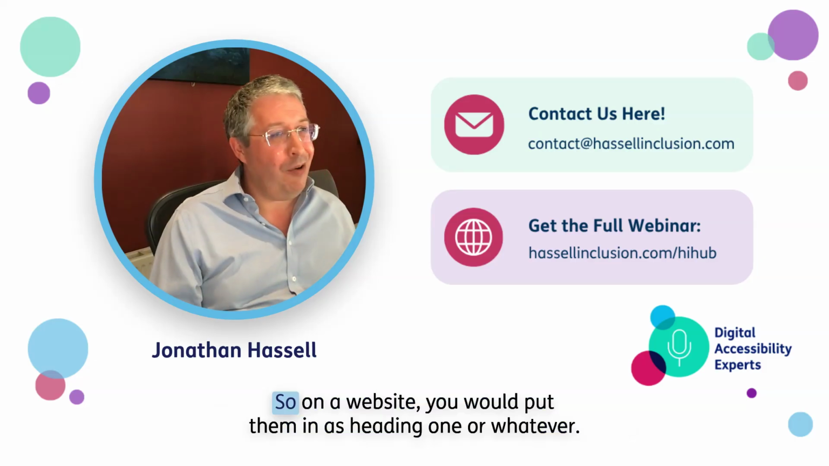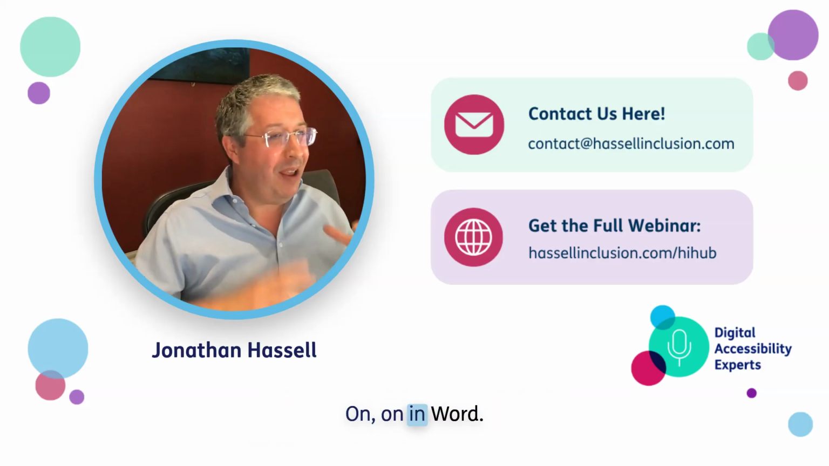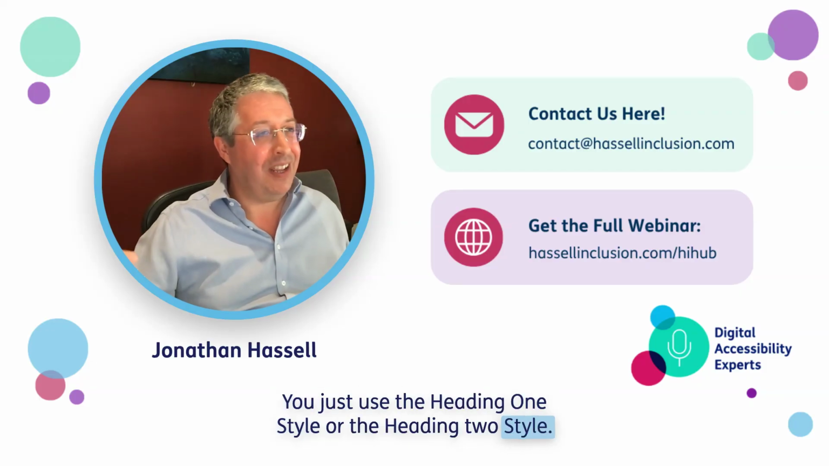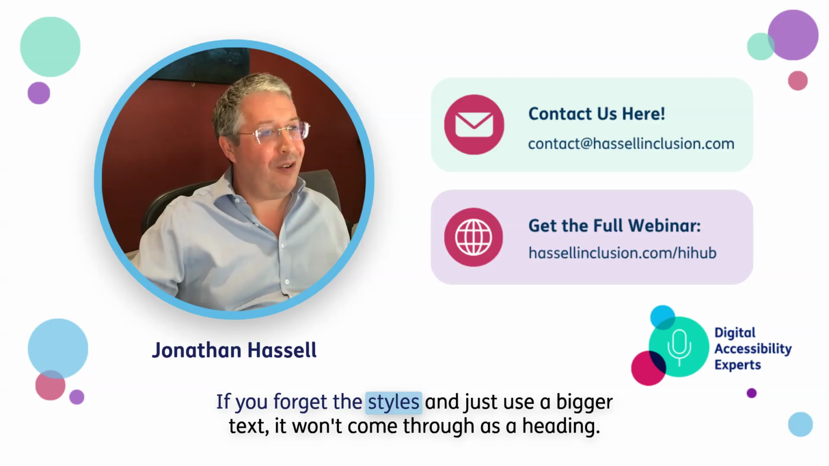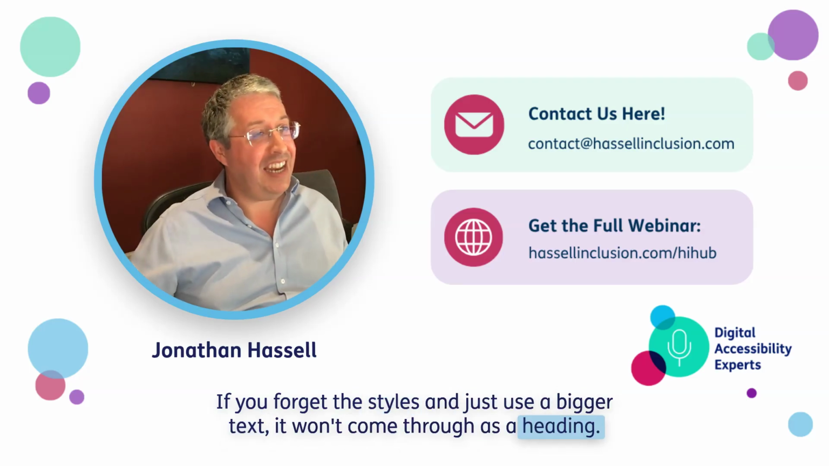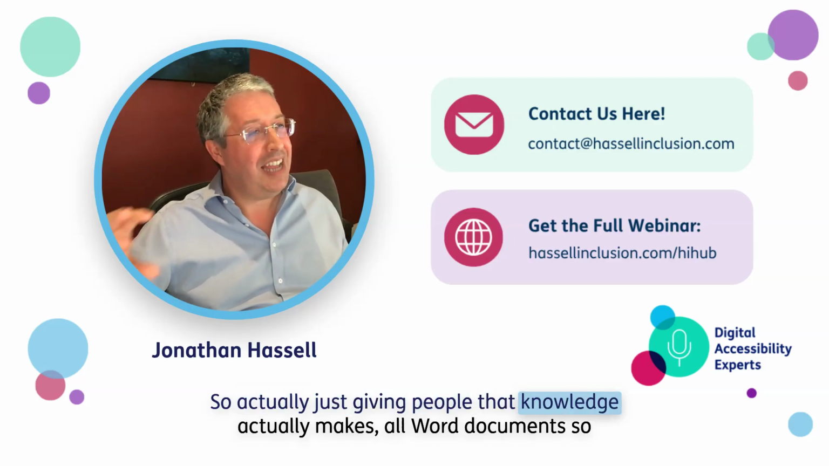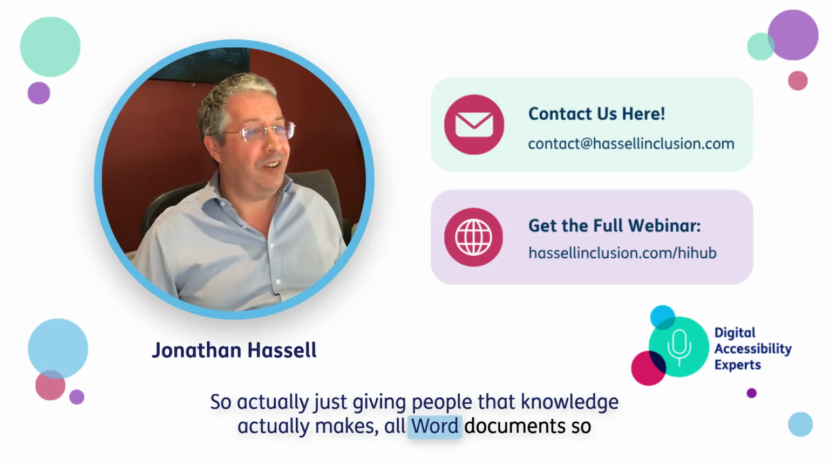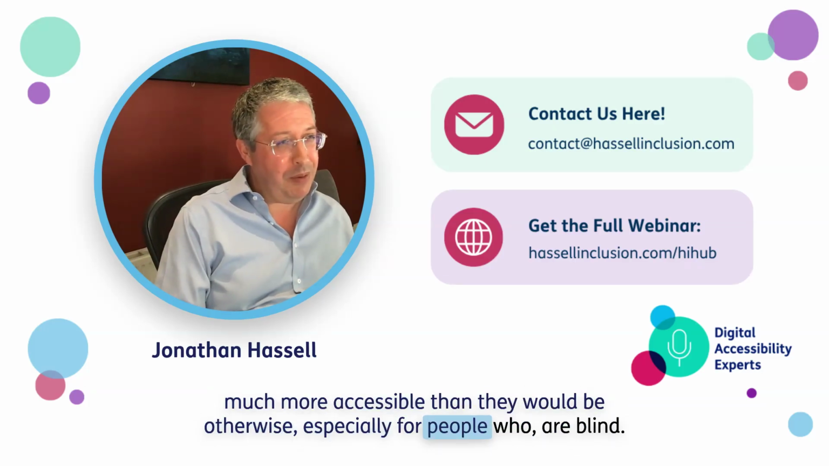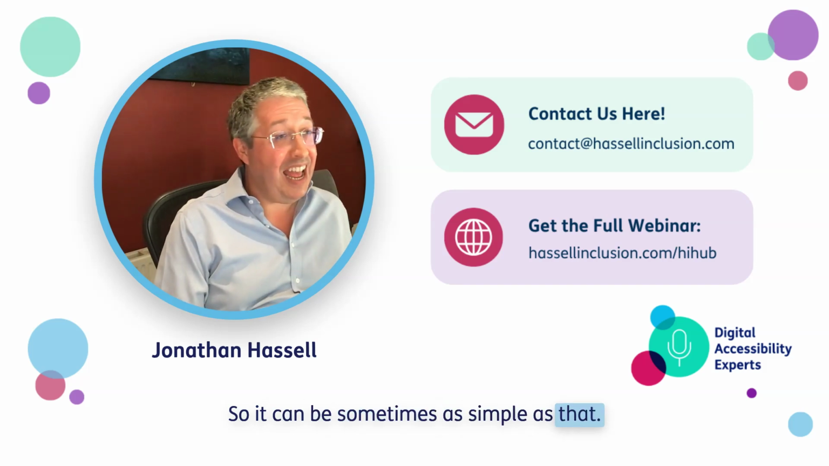Headings. On a website, you would put them in as heading 1 or whatever. In Word, you just use the heading 1 style or the heading 2 style. If you forget the styles and just use bigger text, it won't come through as a heading. So just giving people that knowledge makes all Word documents so much more accessible than they would be otherwise, especially for people who are blind. So it can sometimes be as simple as that.